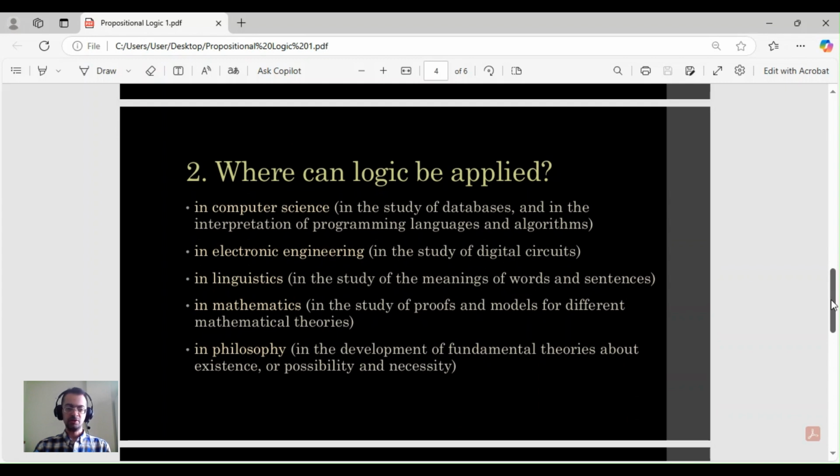Logic can be applied in linguistics, in the study of meaning of words and sentences. In the mathematical domain, we can distinguish the study of proofs and models for different mathematical theories. And logic can also be applied in philosophy, in the development of fundamental theories about existence, or possibility and necessity.